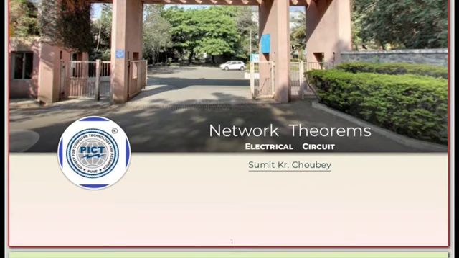So you don't really have to solve thousands of equations. You can get your quantity of interest in very few steps. In those situations network theorems are really helpful. Most of these network theorems are very simple and very easy to apply. So in this lecture and in the coming lectures we are going to discuss these network theorems.